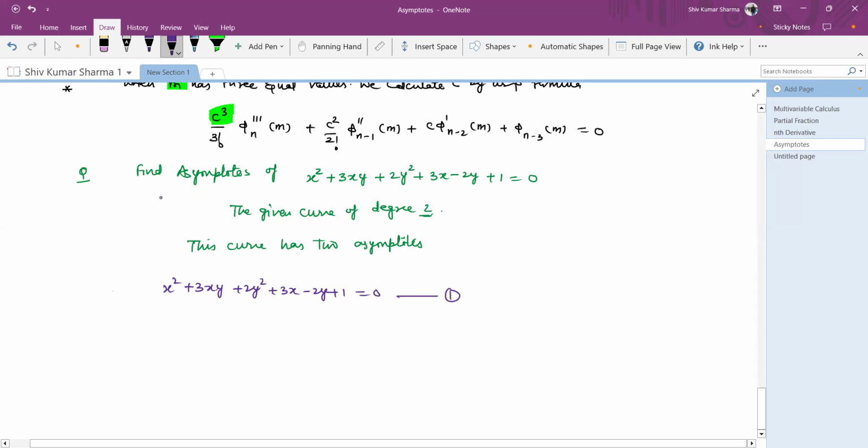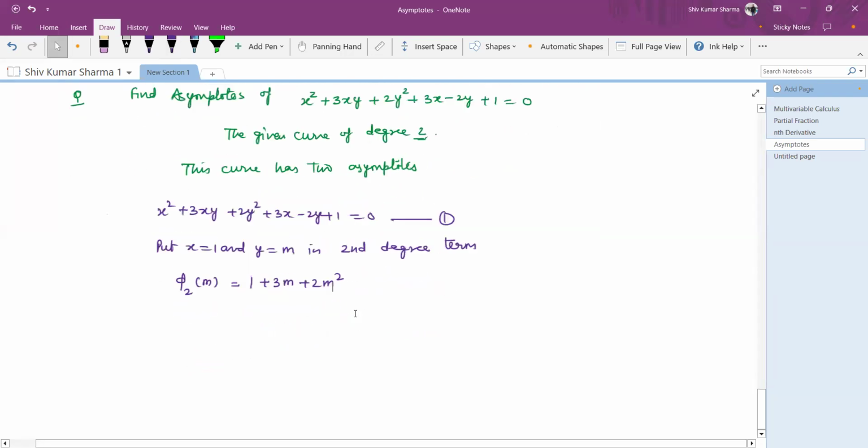Now we start with phi 2m. The highest degree is 2, so we put x equal to 1 and y equal to m in the second degree terms. Second degree means highest degree. So we write phi 2m. When we put x equal to 1, 1 square is 1, so we get 1 plus 3m plus 2m square. This is our first equation.